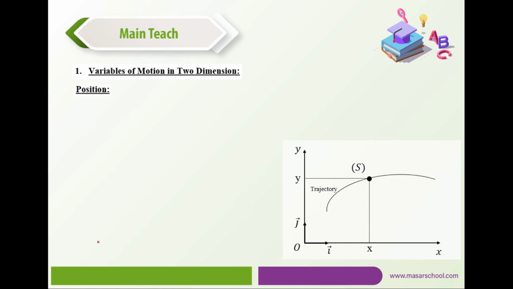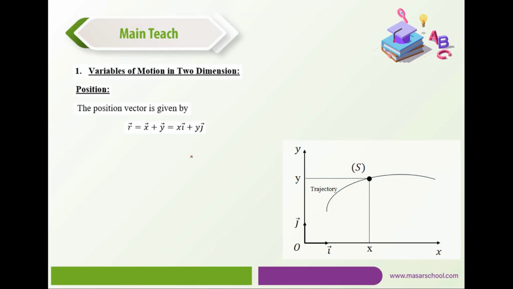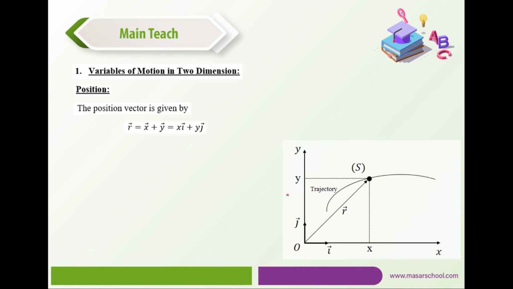Now we are interested in introducing the previous variables of motion in 2 dimensions. The position vector r is given by x vector plus y vector, which is the variable x multiplied by the unit vector i plus the y, the vertical position, multiplied by the unit vector j, and this can be represented on the diagram starting from the origin. The tail would be the origin and the head would be the particle itself, or the center of mass of the particle. Now what about the velocity?